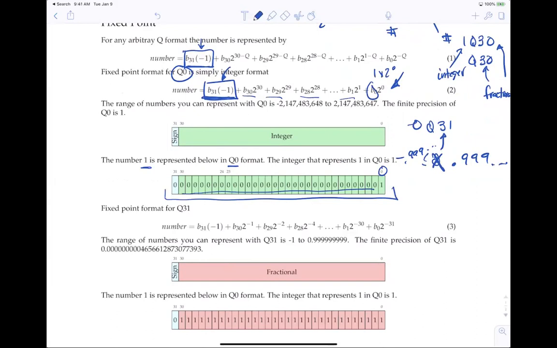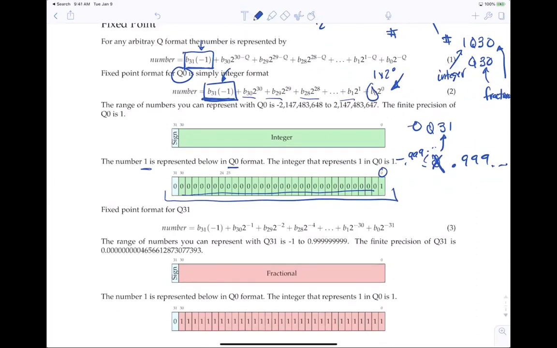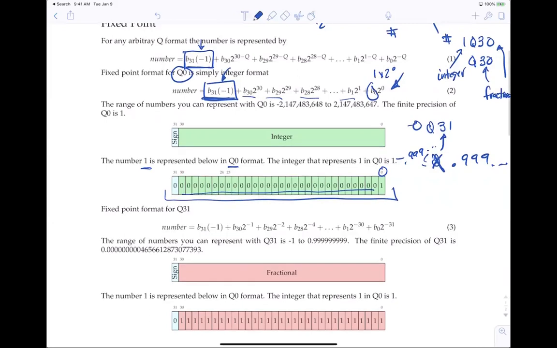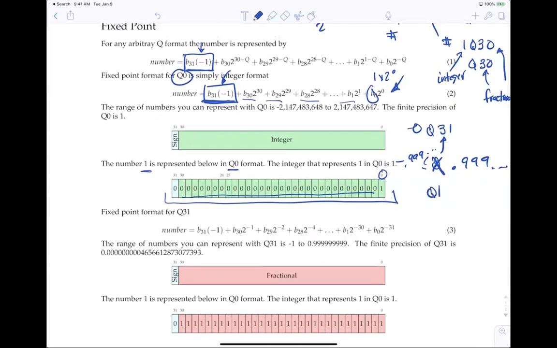But why don't we take this a step further? I don't have it here in the notes, but why don't we figure out how to represent 1 in Q1? Q1 would be 1 fractional bit, 30 integer bits, and 1 sign bit. If we were to represent it in Q1, this would be your lone fractional bit. This is where the decimal point would be, and here's your first integer bit. And so this would then be a 1, and this would be a 0.